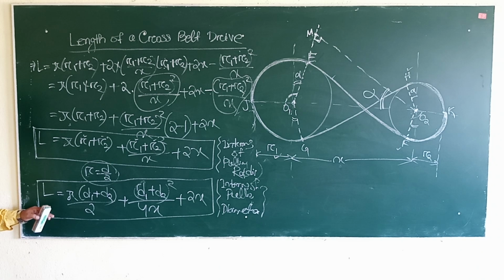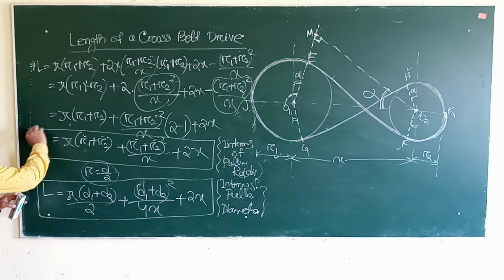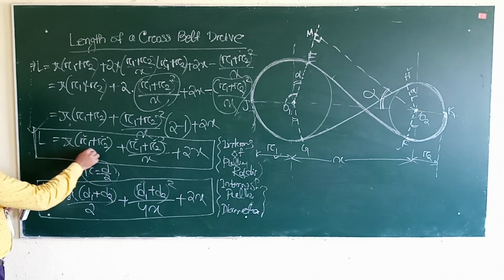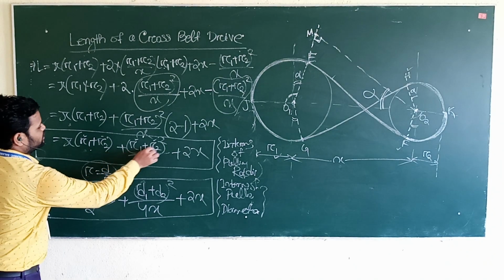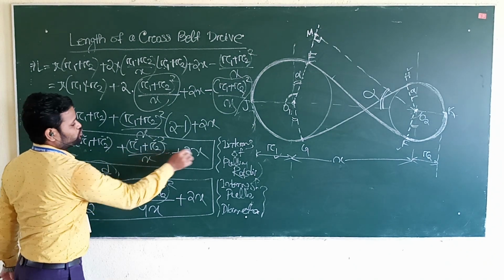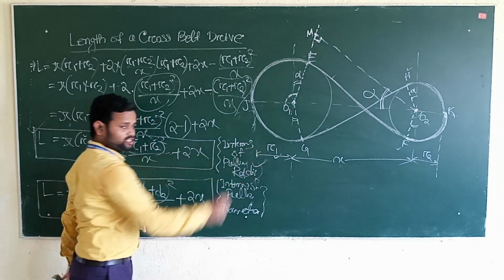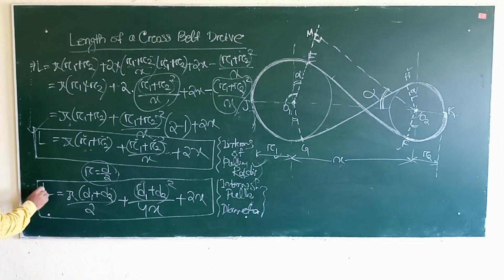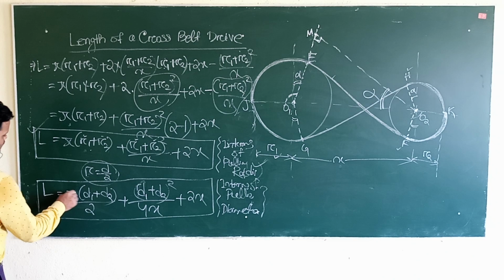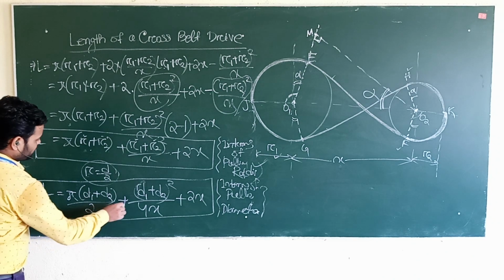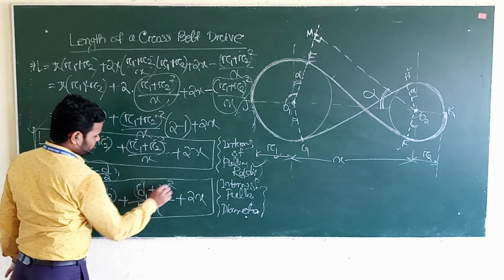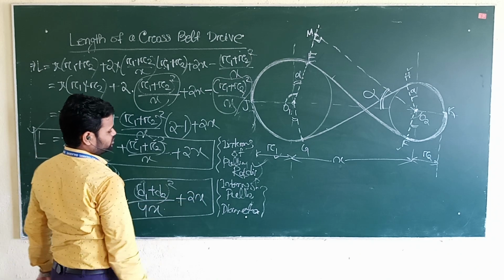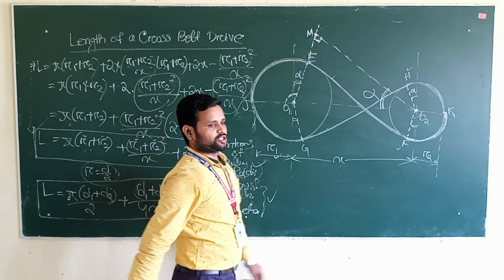So we have calculated the length of a cross belt drive: L equal to pi (r1 plus r2) plus (r1 plus r2) square by x plus 2x. This is in terms of pulley radii, and again L equal to pi (d1 plus d2) by 2 plus (d1 plus d2) square by 4x plus 2x. This is in terms of pulley diameter.